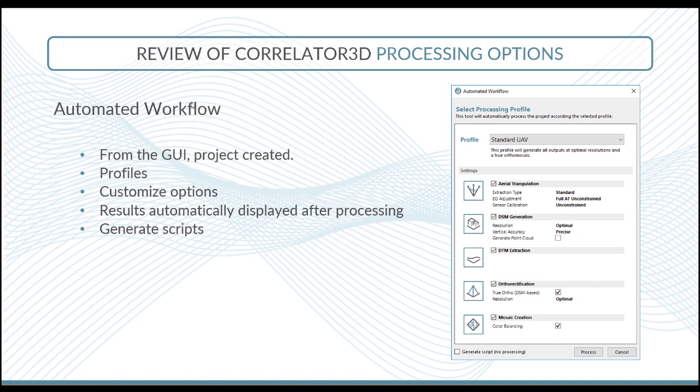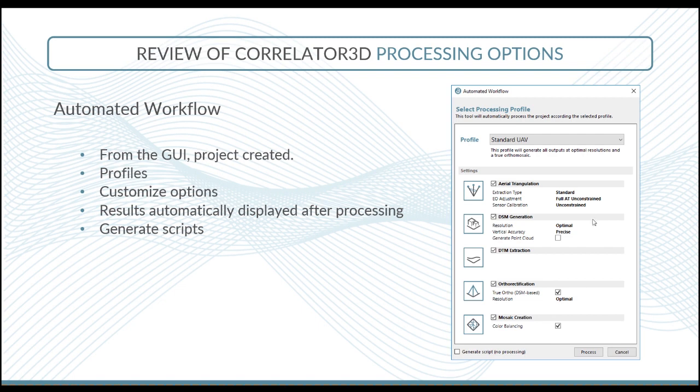There are different ways to use it. First of all, it's from the graphical user interface. A project must be created. Then you have different profiles that set parameters for different types of processing workflow. You can select a profile or you can customize the parameters and options yourself. Then when you process, the result will be automatically displayed in the project after the processing. Another thing that you can use the automated workflow for, which is very interesting, is to generate a script.